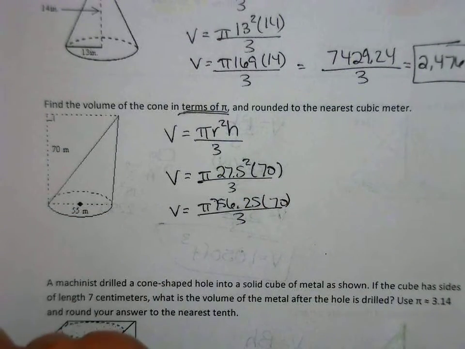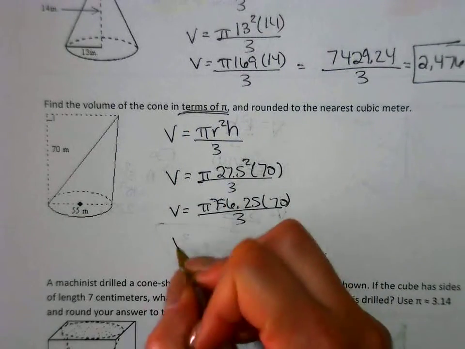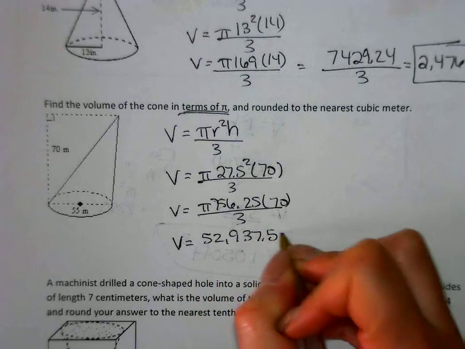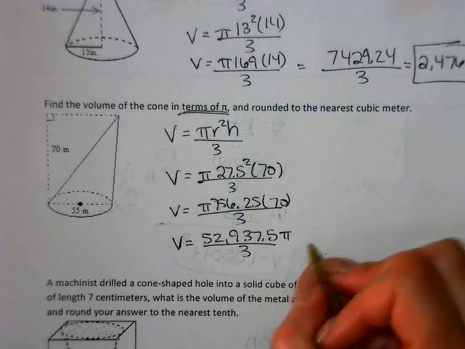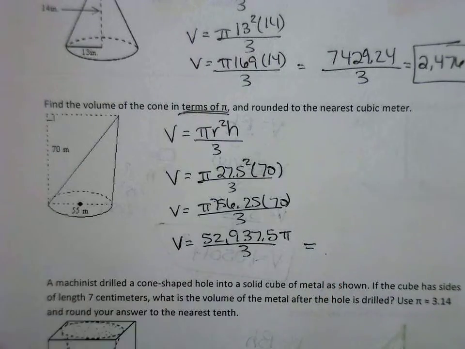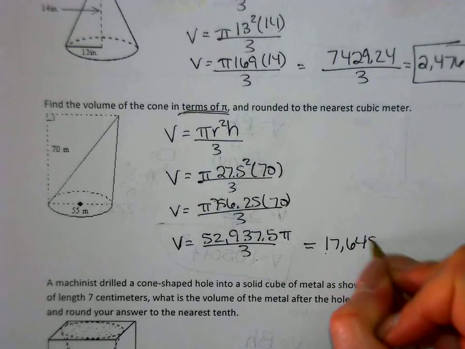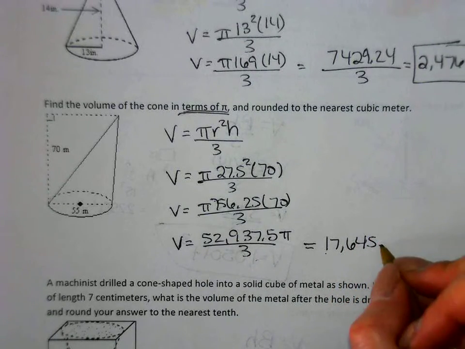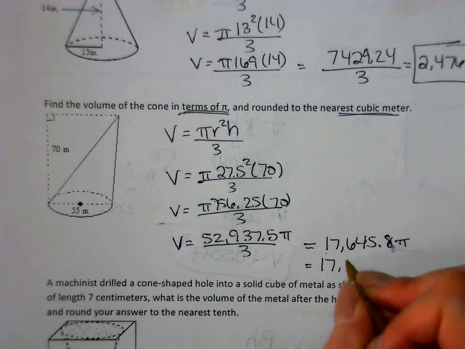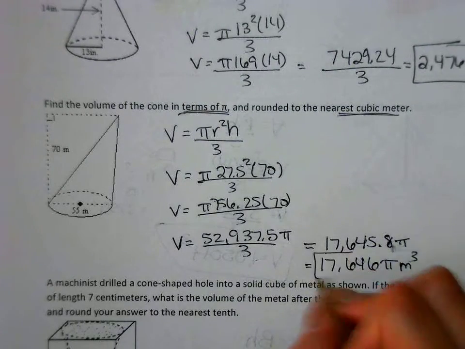So 756 and 2500ths times 70, because we want to leave this in terms of pi, we end up with 52,937 and 5/10 pi divided by 3. The last thing is we divide it by 3, making sure we leave our answer in terms of pi. So it's 17,645 point 8 times pi, but rounded to the nearest cubic meter, so it's 17,646 pi meters cubed.